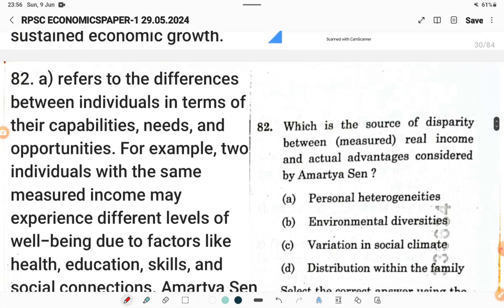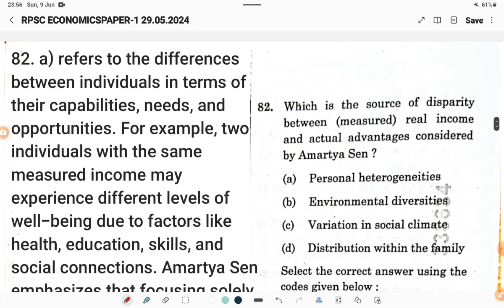Now the next, question 82: which is the source of disparity between measured real income and actual advantage, considered by Amartya Sen? First option is personal heterogeneity, second is environmental diversities, and third is variation in social climate and distribution within the family. So A, C and D will be the right answer here.